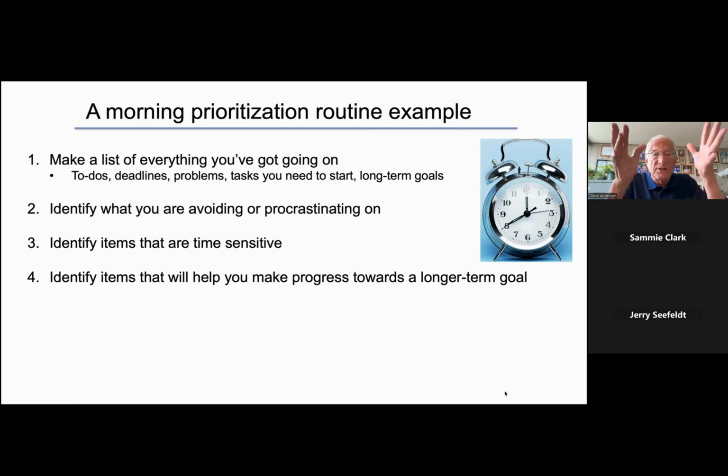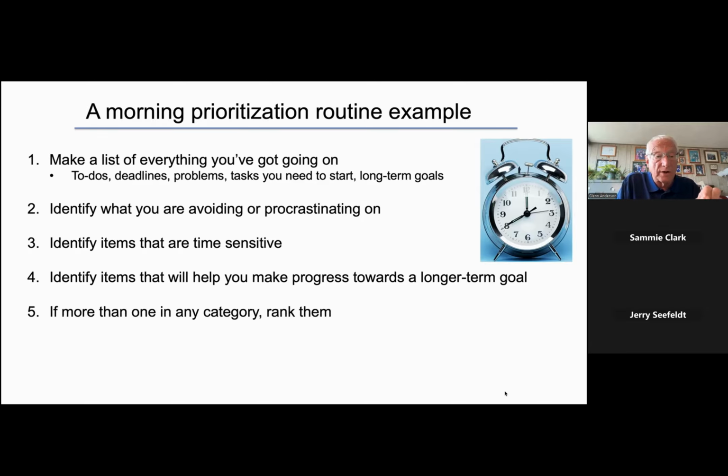So I've got this list of everything I've got going on. I've identified the things I'm avoiding, the things that are time sensitive, the items that will help me make progress towards a longer term goal. Now, those three categories, there's probably more than one item in each. So now you have to kind of rank these. So you need to do a stack ranking kind of exercise here against the list of things you're procrastinating on, the list of things that are time sensitive, the list of things that are longer term goals.